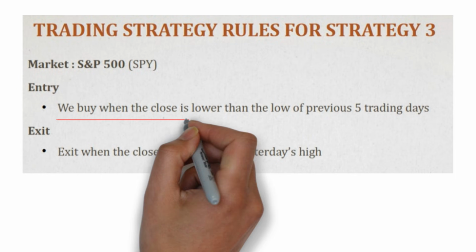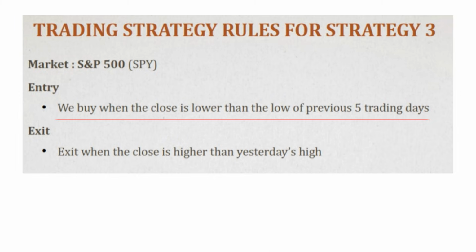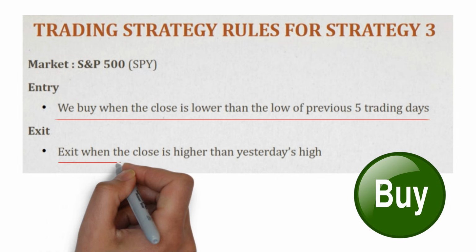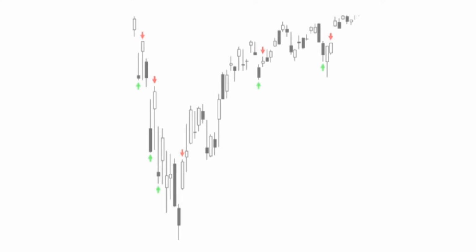We buy SPY when the close is lower than the low of the previous 5 trading days. That's it. We buy on a 5-day low. As usual, we sell when the close ends higher than yesterday's high. We see 5 trading examples, all of them winners.